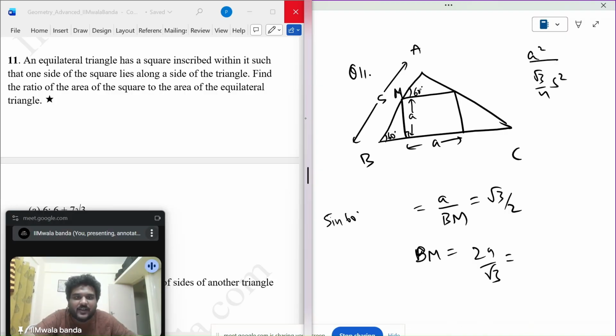Similarly, let's find out AM. This is also 60. And if I put a perpendicular here, this will be A by 2. It's an equilateral triangle, so A by 2 and A. So this will be root 3 by 2 A. How? Pythagoras theorem: A square minus A square by 4. In this small triangle, this is A by 2, and this we need to find out.